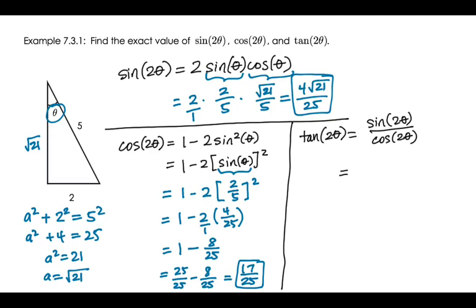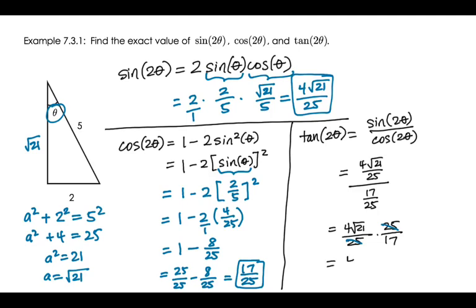I'm just going to take my answer for sine 2 theta, 4√21/25, and divide it by my answer for cosine 2 theta, 17/25. And that's just a little keep change flip, right? So we say 4√21/25, find the reciprocal, 25/17. All right, and then these 25s will cancel out.